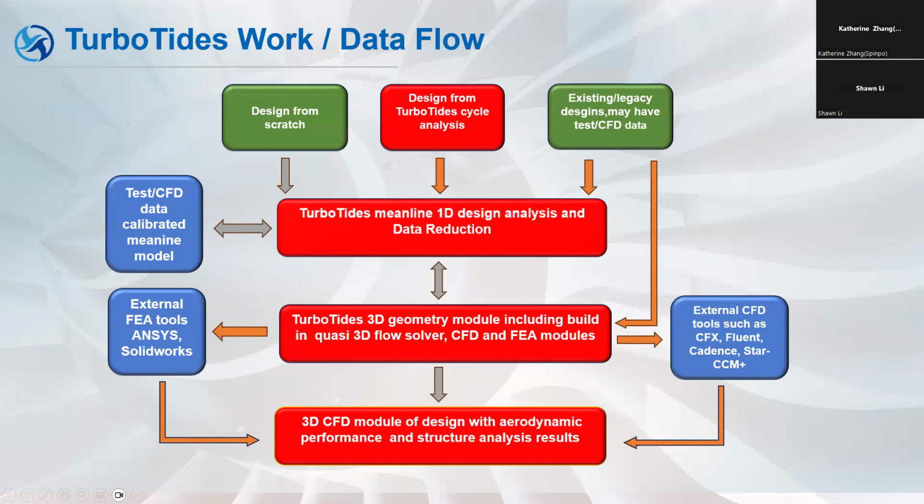So as you'll see in the demonstration, the workflow is very simple, although this chart here shows that we have a lot of options as far as how the user wants to work with TurboTides or interface with external tools. The way that this typically starts is that you design from scratch using the 1D design wizard. Then you're able to make a performance map in the 1D analysis mode. Then the user can make changes to the design or change the performance map to their preference. And then the 3D geometry can be generated with a single mouse click.